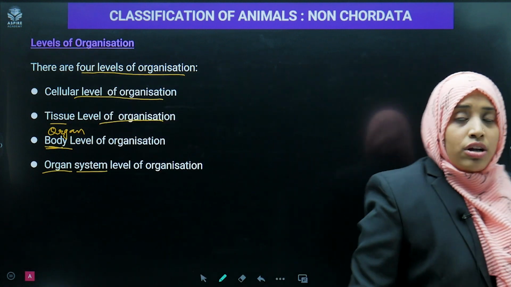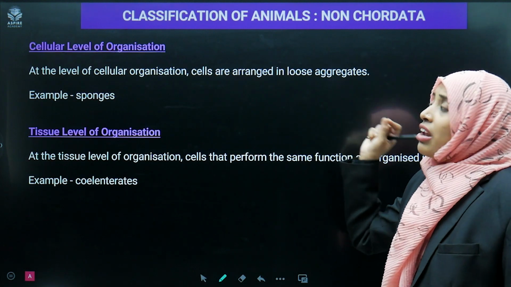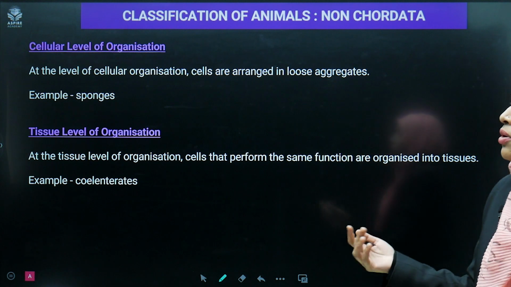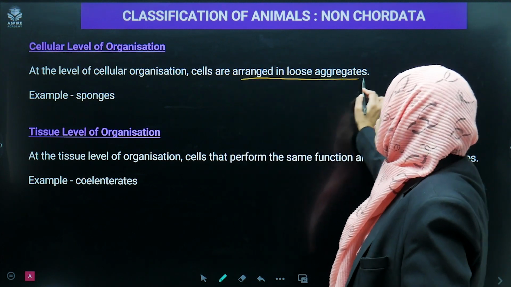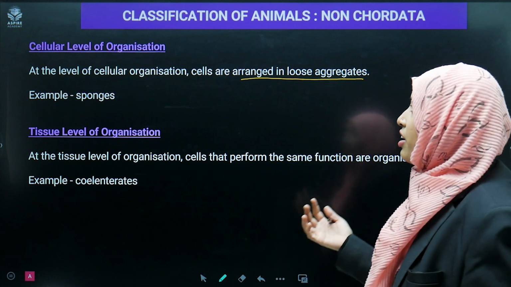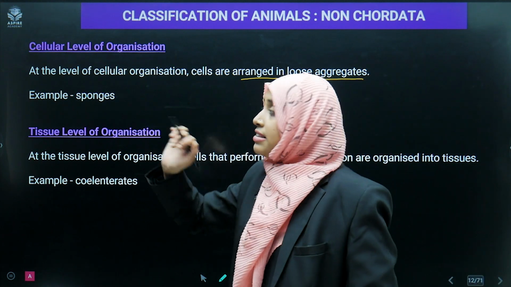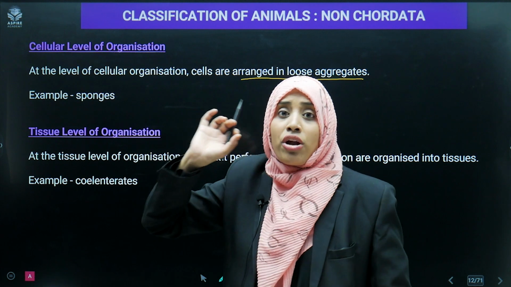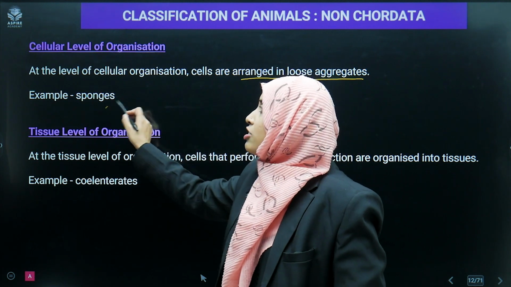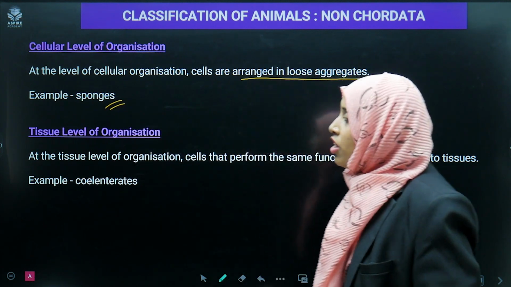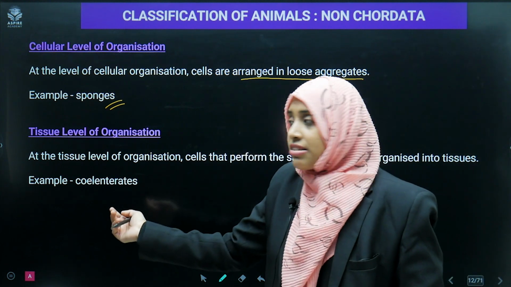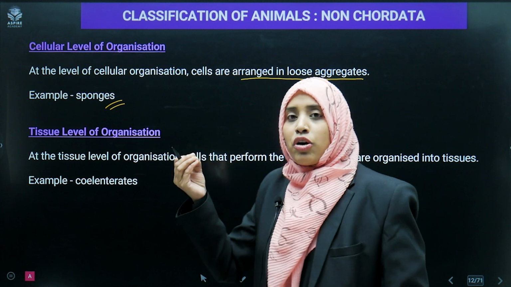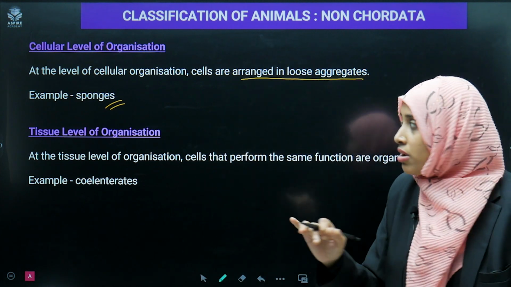Okay. Next part क्या था, cellular level of organization, where it is found. At the cellular level of organization, the cells are arranged in loose aggregates. So this is seen in the phylum Porifera. Example है इसका sponges. Okay, sponges belong to Porifera. Tissue level where we can see this organization जिसमें organism का whole body tissue से बना है.